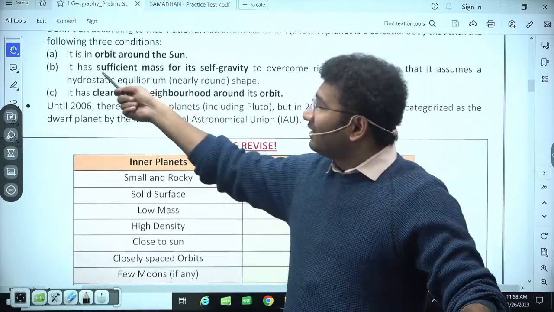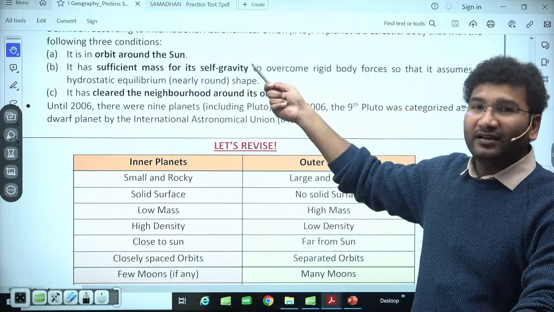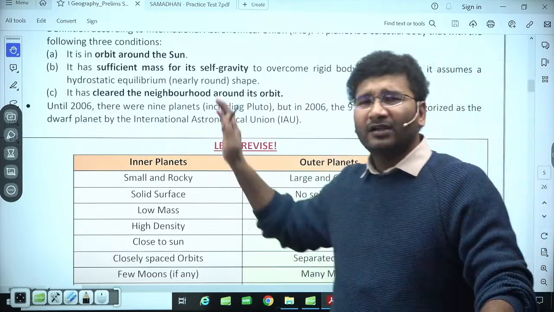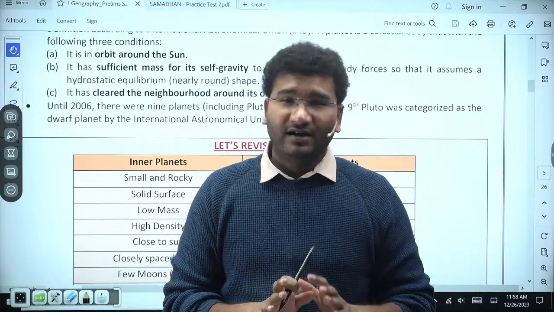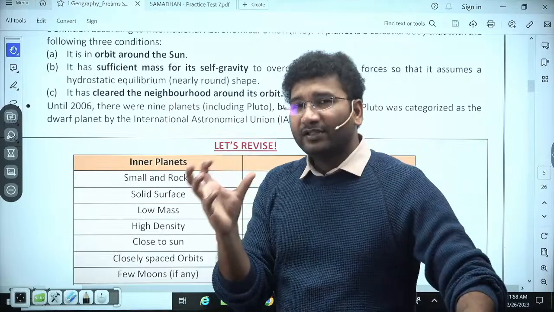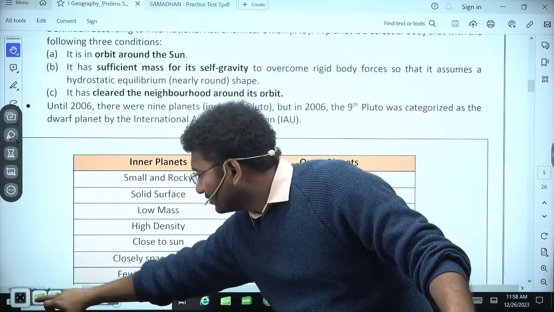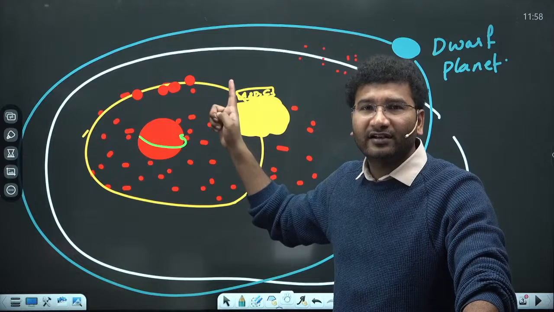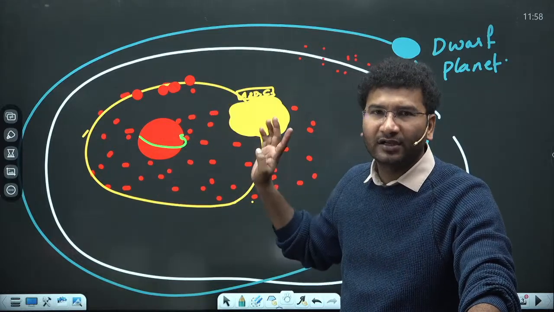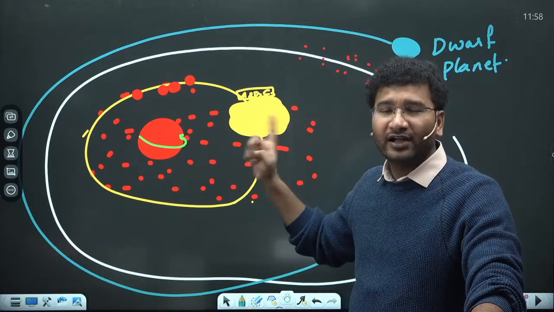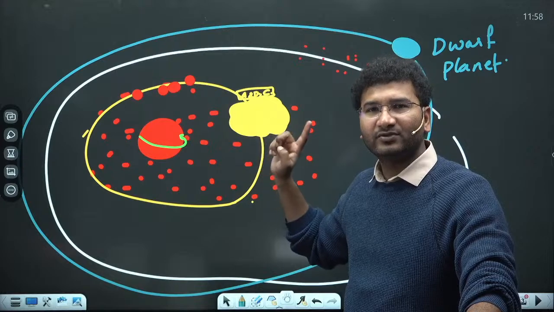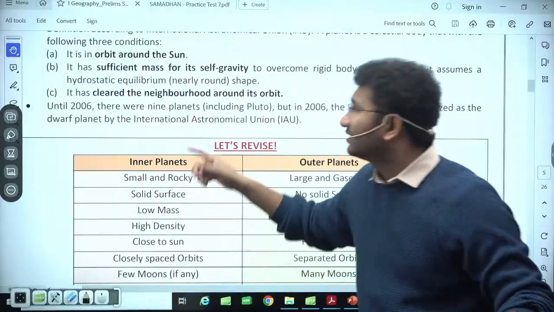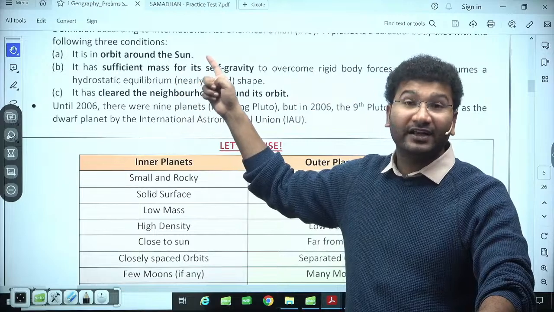But it should have sufficient mass for its self-gravity to overcome the rigid body forces so that it assumes hydrostatic equilibrium. ये high content के through लिखा है, but लेकिन इन आसान भाषा में अगर मैं समझाऊं तो that particular body should have a self-gravity. That means this body should have a self-gravity and it should be in a position to attract other celestial bodies in its own orbit and clear that orbit. It's like a highway. It should have its own highway. Anything that comes, it has to throw away from that highway or it has to attract on that highway. But Pluto, it is not following that situation.